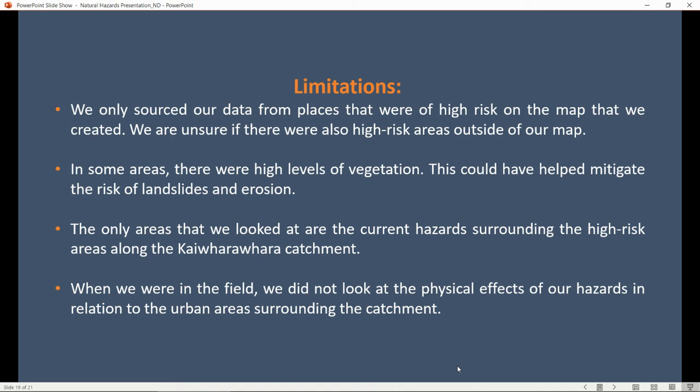In some areas there were high levels of vegetation. This could have helped mitigate the risk of landslides and erosion, and in turn meant that landslides were not actually as high risk as we thought. With more time and resources, we could have looked more into this and accounted for the possibility of damage. The only areas that we looked at are the current hazards surrounding the high-risk areas along the Kaiwharawhara catchment. Next time we could look at the historical damage as well alongside the current condition of the terrain.